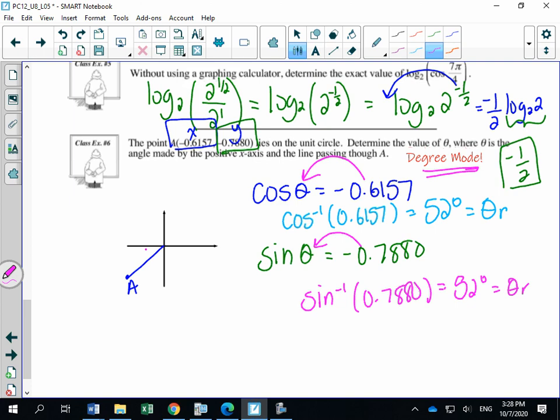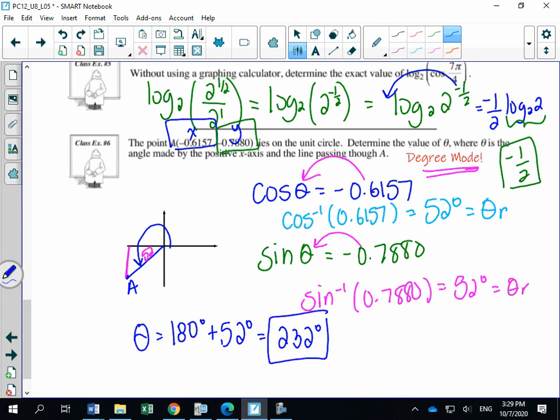So the reference angle goes in here because remember we could always draw our acute triangle. What they want is the rotational angle. So they want this angle here. So the answer would be 180 degrees. In order to get what theta is, it would be 180 degrees plus your reference angle of 52 degrees. And theta is equal to 232 degrees. And that would be your answer for that.